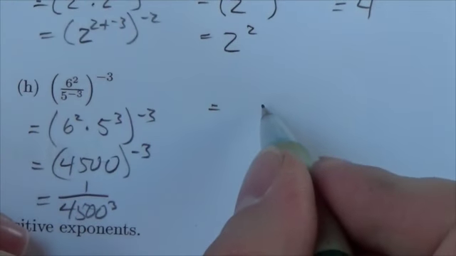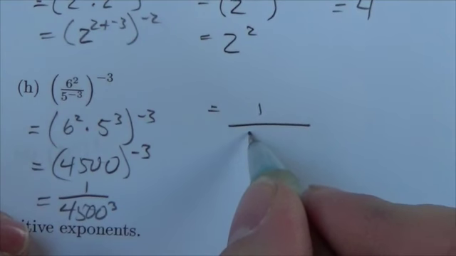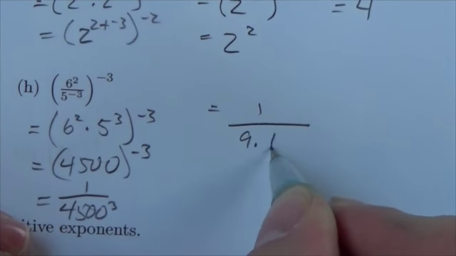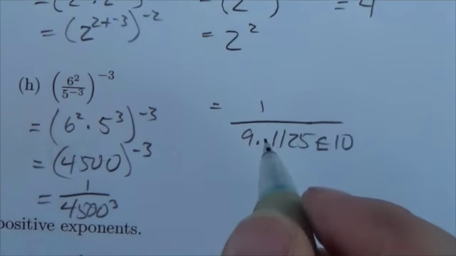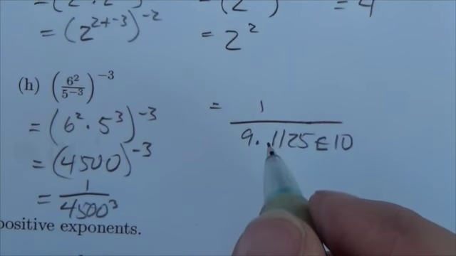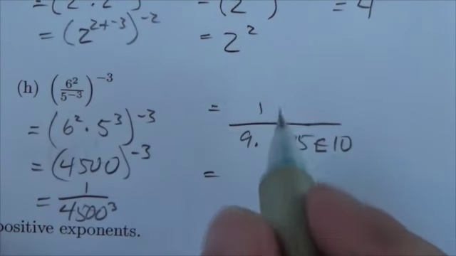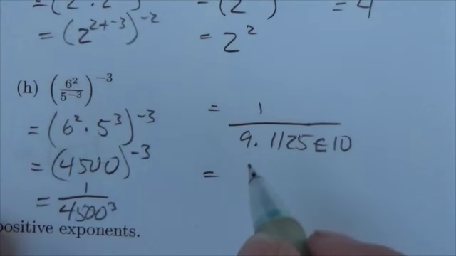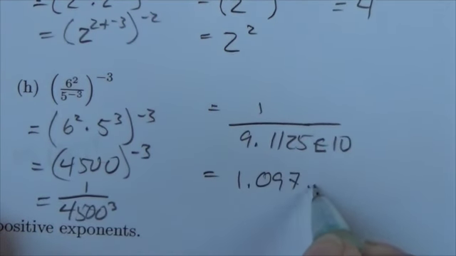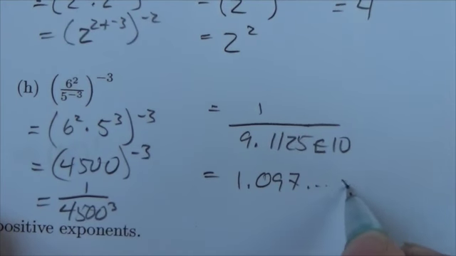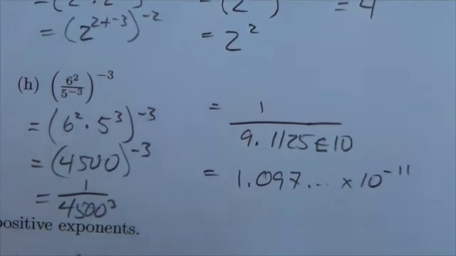And it's so big that the best my calculator can do here is make this 9.1125 E10. Now I'm going to actually go through and reciprocate that so that I don't have this scientific notation in the denominator here. And my calculator now gives me 1.097... times 10 to the negative 11, which is crazy. There you go.